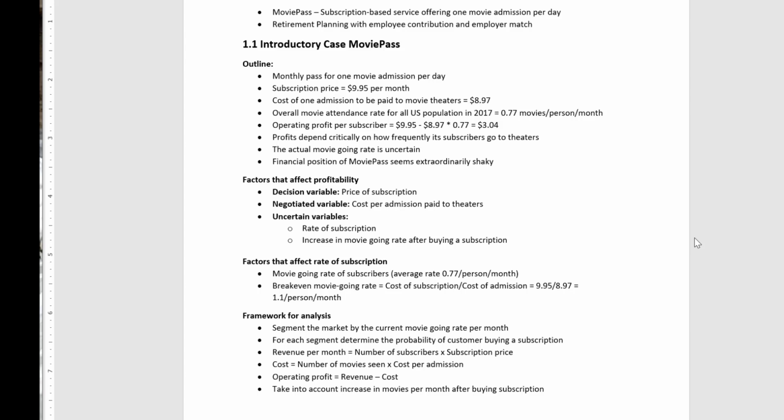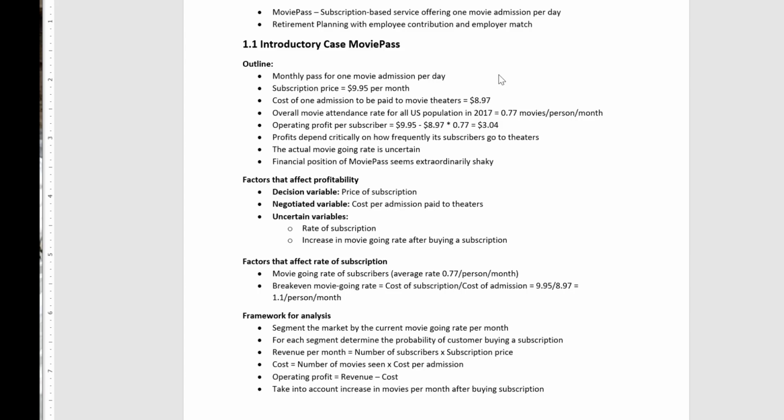If currently people are in the segment where the current movie going rate is like 2 or 3, they are definitely going to subscribe. Very high probability of subscription. On the other hand, if the current movie going rate is like 0.5 or 0.1, then the rate of subscription is going to be low in that segment.